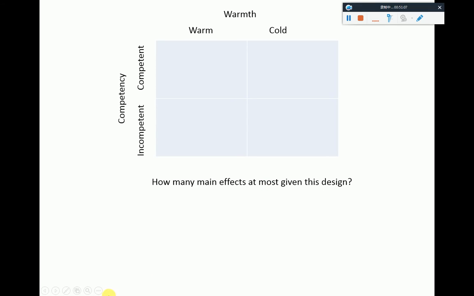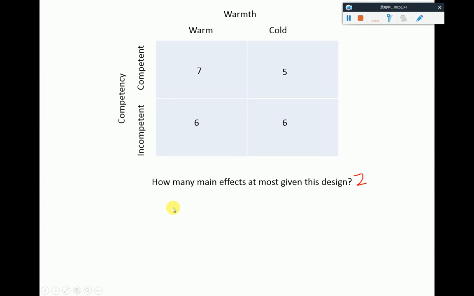So the answer is 2. At most, we can expect 2 main effects given this design because we have 2 factors. Remember, I said could. Each factor could have a main effect. Whether or not this main effect actually exists, we don't know at this point. But as long as we have such a design, we would expect at most 2 main effects: one main effect for warmth, the second main effect for competency. That's our expectation at most.